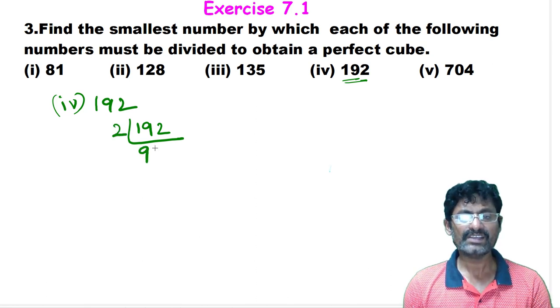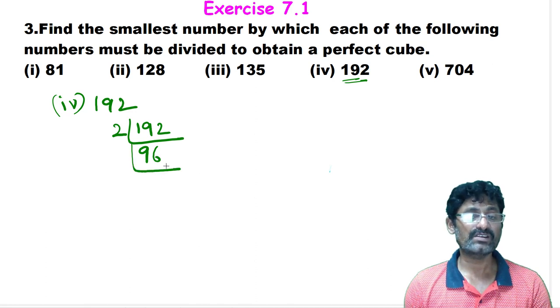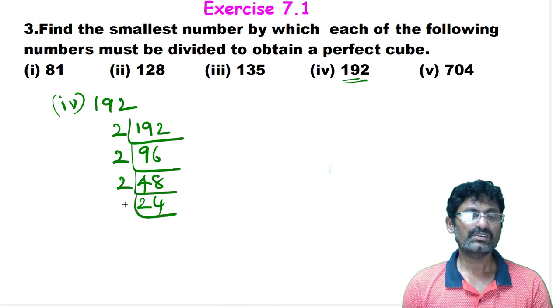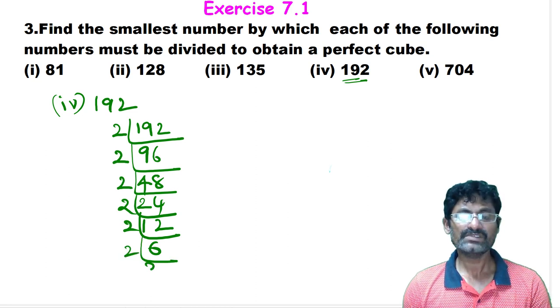2 times 9 is 18. 1 will be there. 12 means 2 times 6 is 12. Then again start with 2. 2 times 4 is 8. 1 will be there. 16 means 2 times 8. Then 2 times 2, then 2 times 4. Then 2 times 1 and 2 times 2. Then 2 times 6. Then 2 times 3.